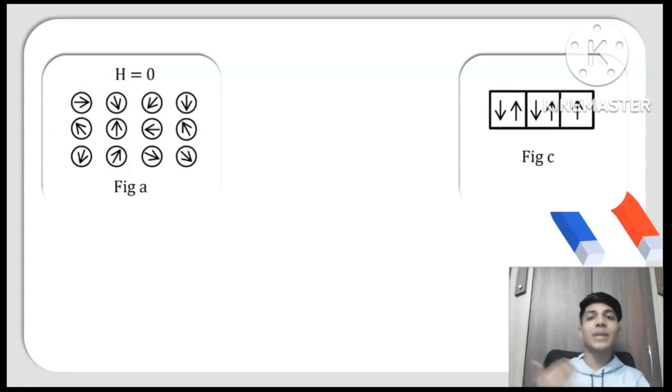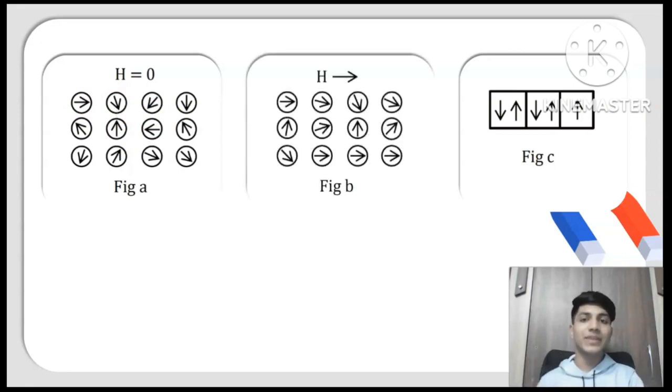Okay, but what happens when you apply a magnetic field? When you apply a magnetic field, all these individual dipoles will start to align themselves in the direction of the applied magnetic field, due to which now, as you can see, all are in the same direction. So the net magnetization is not equal to zero.